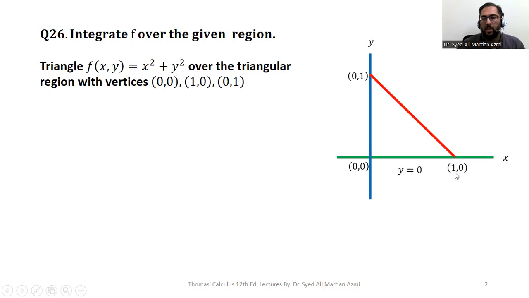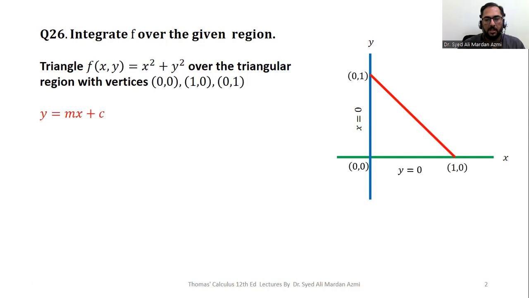Now, you know that the equation for the x-axis is y equal to 0. The equation for the y-axis is x equal to 0. But what will be the equation of this red line, which is joining the points 0, 1 and 1, 0? For this purpose, we will use the equation of a straight line in generic form, y is equal to mx plus c, which is called slope-intercept form. Here, m is the slope of the line and c is the y-intercept.